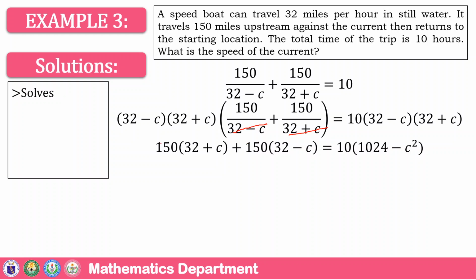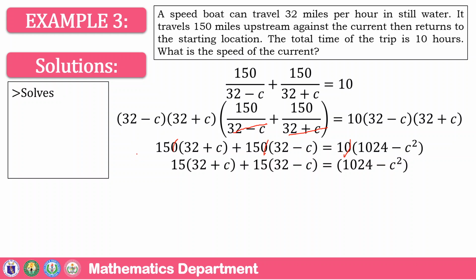Okay, mapapansin natin yung ating mga term ay lahat divisible by 10. So, pwede tayo dito ngayong mag-cancel na lang ng tig-isang 0. Meaning, lahat yan ay dinivide natin into 10. Kalalabasan, we have 15 times 32 plus c plus 15 times 32 minus c is equal to 1024 minus c square.